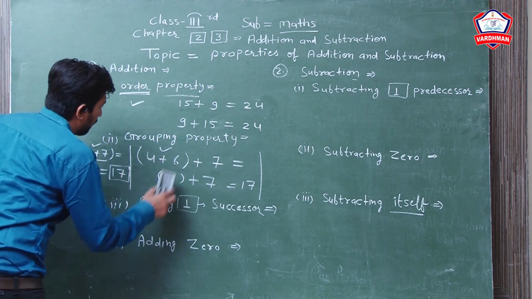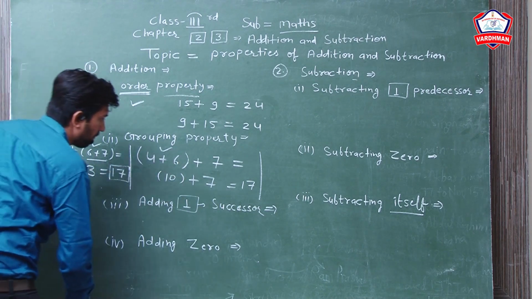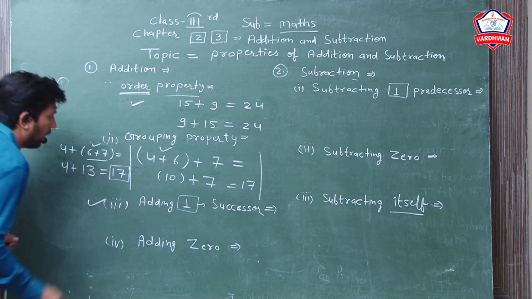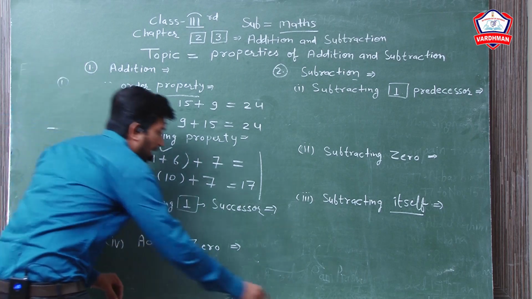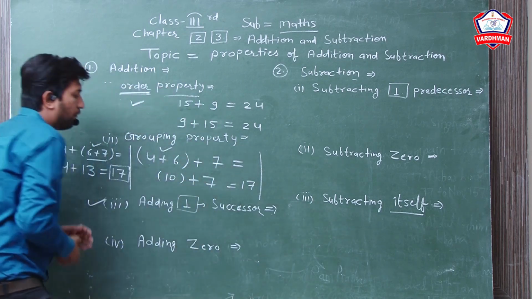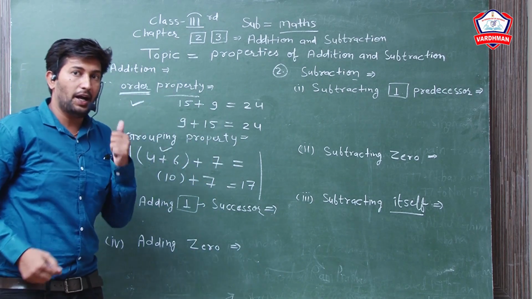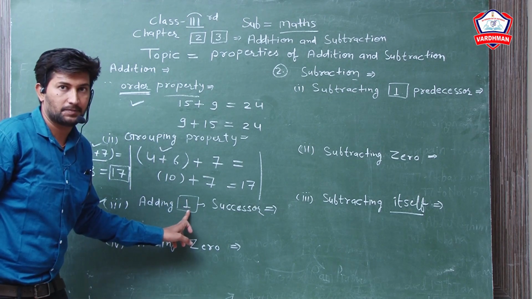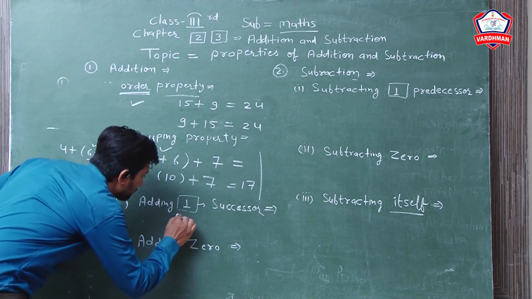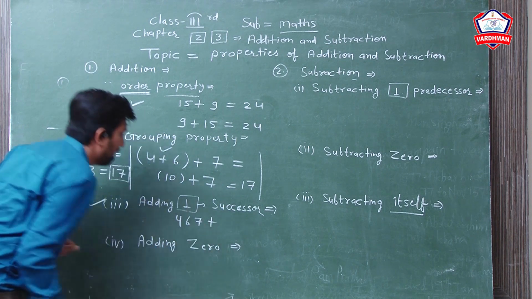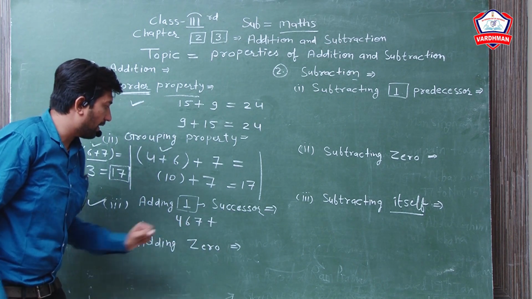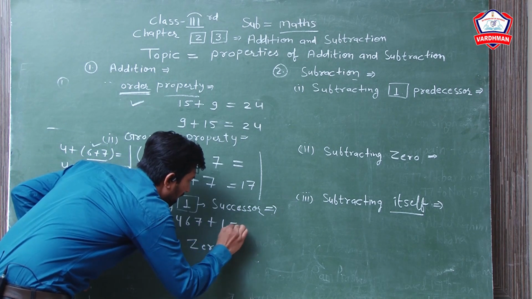Okay. Now your third property. You can see the third property, adding 1. If you have any number and you add 1 to this number, like 467 add by 1, what do you find?